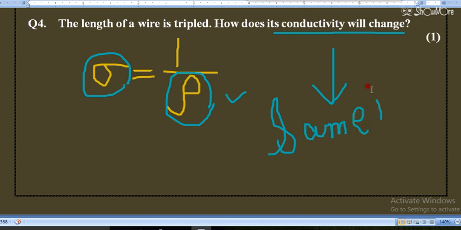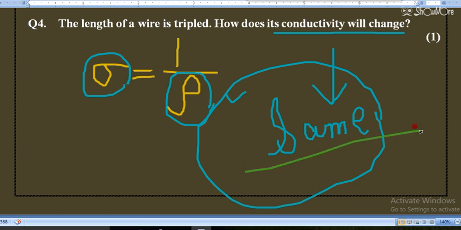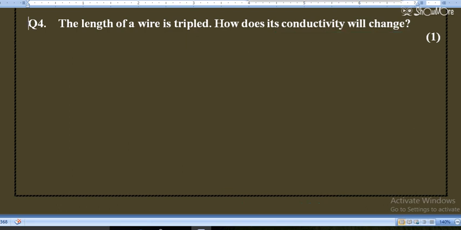बच्चे वो मेथड मत फॉलो करना जो मैं बता रहा था, ठीक है? That will obviously confuse you, okay? Because R dash also we have to find out. Basically the reason is that resistivity and conductivity both are opposite. So that's why if resistivity will not change, then obviously conductivity will also not change. So this was the 1 mark question, and your answer should be, there will be no change in the conductivity.